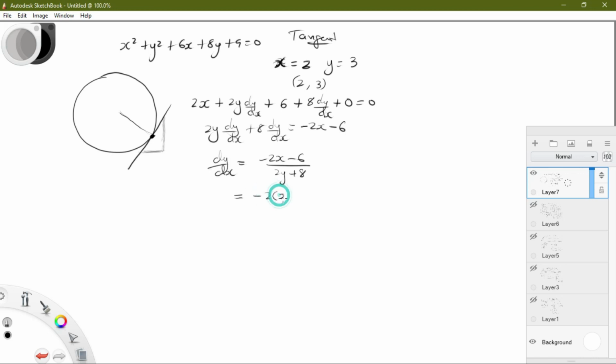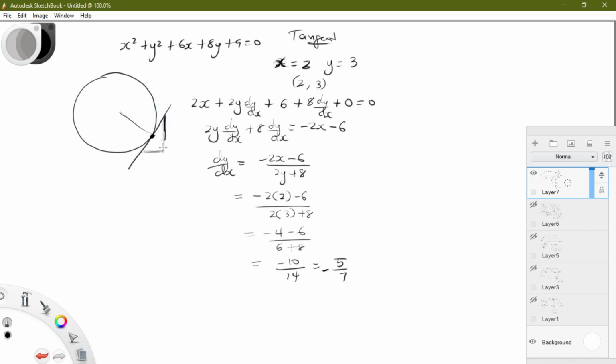So all we have to do is put x and y inside. Minus 2 times 2, minus 4 minus 6, over 2 times 3 plus 8, that is 6 plus 8. Minus 10 over 14. Yeah, it is 14, right? Yes, 14. So that will be minus 5 all over 7 as the gradient.